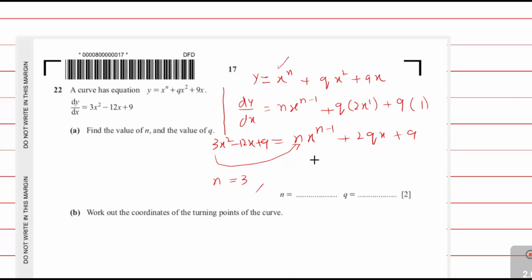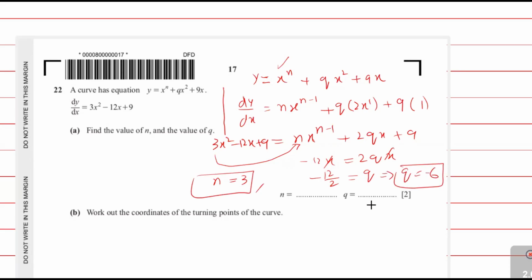Next we will compare minus 12x equal to 2qx. X would be cancelled. Therefore, q will be equal to minus 12 over 2, so q equals minus 6. And here n equals 3, q equals minus 6. And this is the answer. Part B, work out the coordinates of the turning point of the curve.